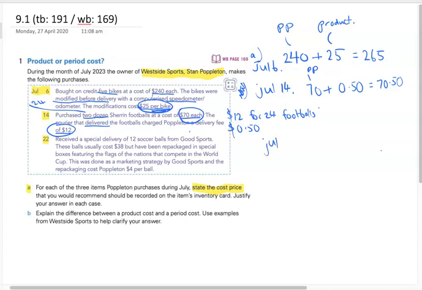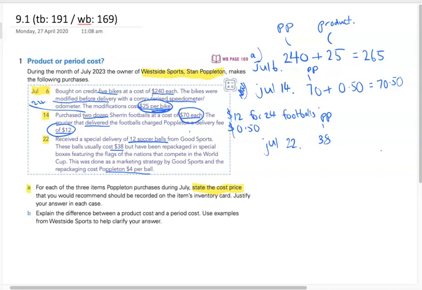On July 22, we received a delivery of 12 soccer balls. These balls usually cost $38, but have been repackaged in special boxes featuring the flags of the nations that compete in the World Cup. And this was done as a marketing strategy, and it cost $4 per ball to do. So let's run through this one relatively quickly. Our purchase price is $38.